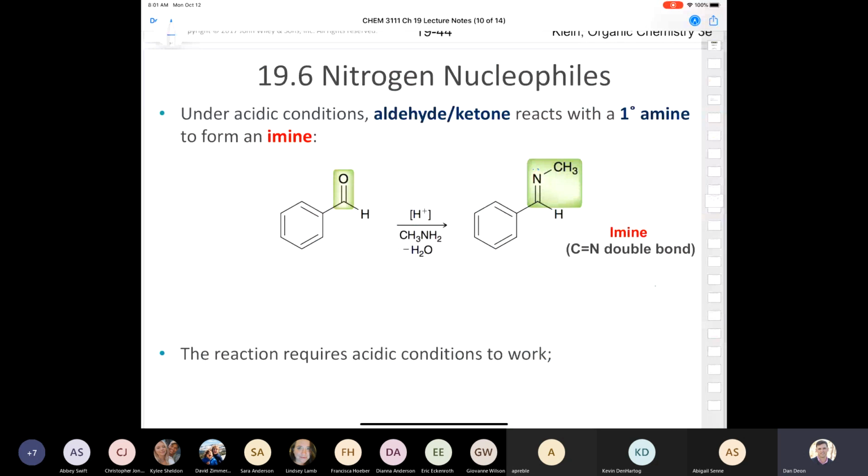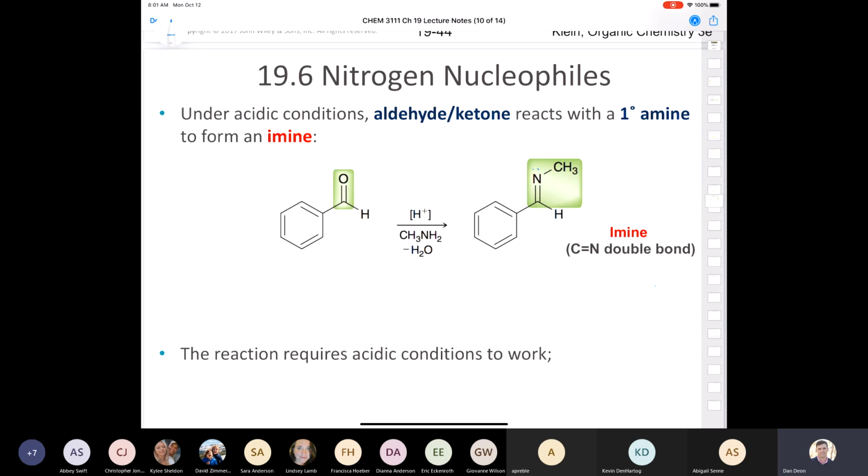All right, we're going to start with nitrogen nucleophiles. In the last section, 19.5, we dealt with oxygen nucleophiles, and we'll look at several other types of nucleophiles that react with aldehydes and ketones today, because chapter 19 covers aldehyde and ketone chemistry.